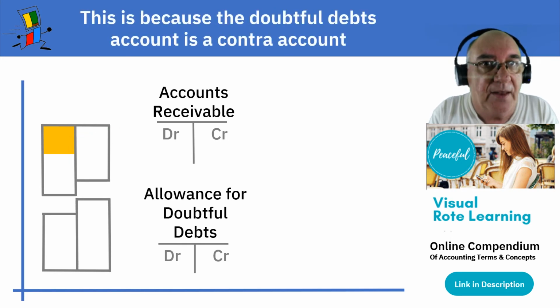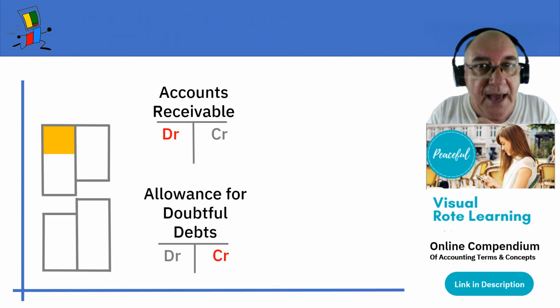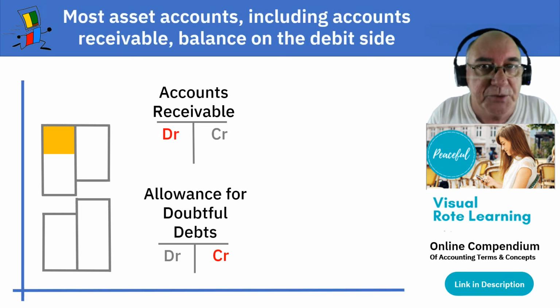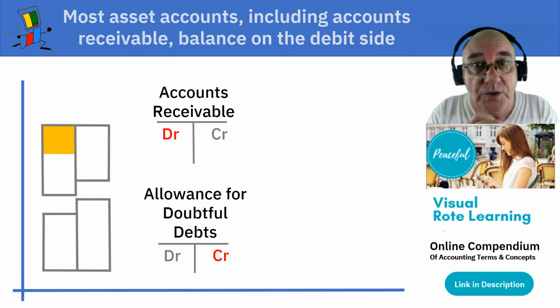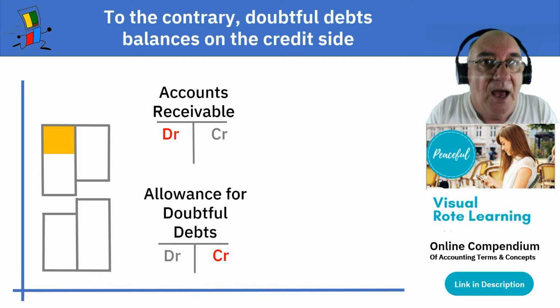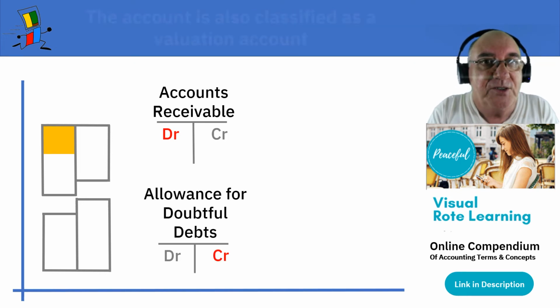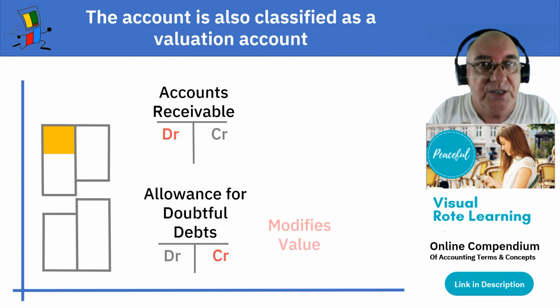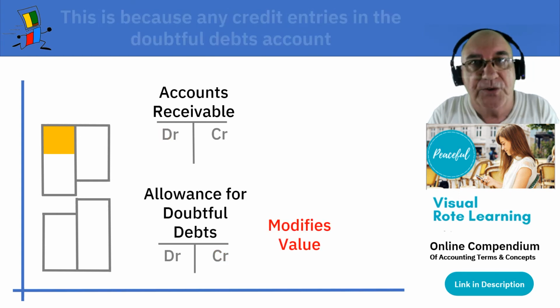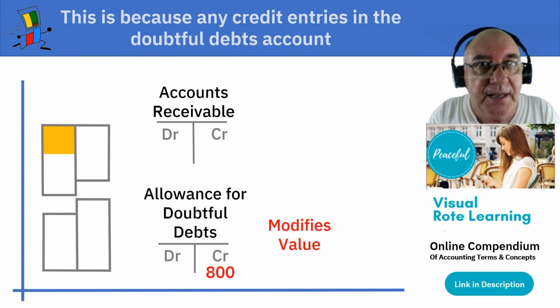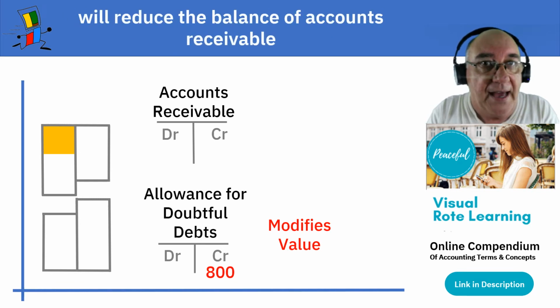This is because the doubtful debts account is a contra account. Most asset accounts, including accounts receivable, balance on the debit side. To the contrary, doubtful debts balances on the credit side. The account is also classified as a valuation account. This is because any credit entries in doubtful debts will reduce the balance of accounts receivable.